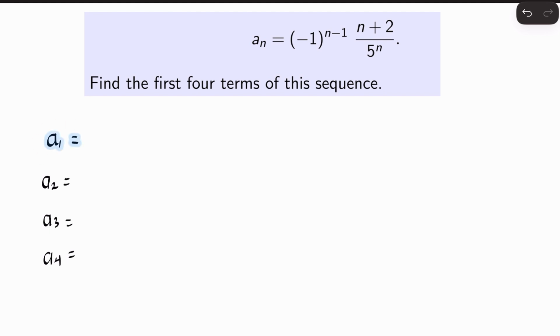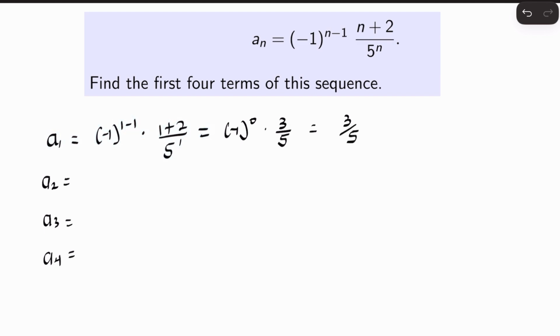Let's compute a1. We are going to substitute in 1 in place of n. And so this expression is going to be (minus 1) exponent 1 minus 1, times 1 plus 2, divided by 5 exponent 1. 1 minus 1 is 0, so that gives us (minus 1) exponent 0, which is 1, then 3 on 5. So our result is 3 on 5.